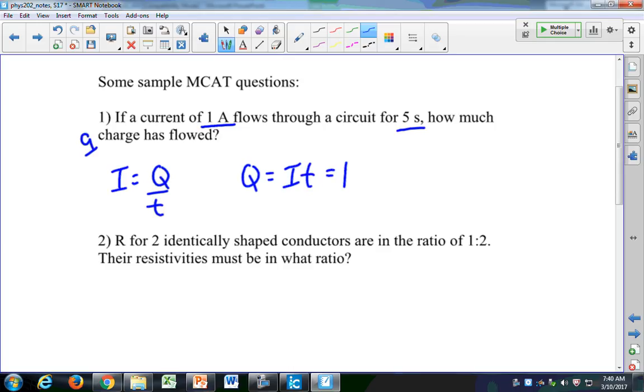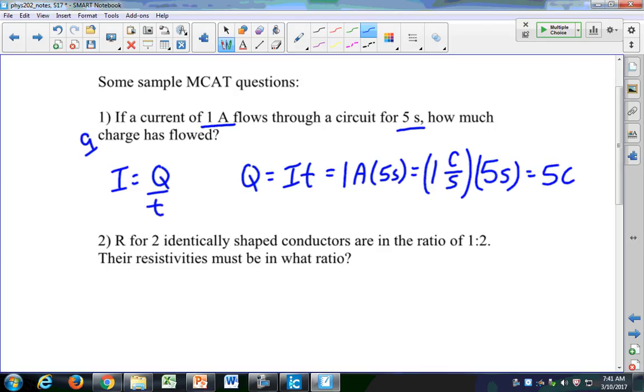That's 1 amp times 5 seconds. Remember, our amp is 1 coulomb per second. When I have an amp of current, that means that every second I have a coulomb of charge moving through that circuit. So it's a coulomb per second times 5 seconds. So I get 5 coulombs. Notice the seconds cancel. Also notice that your time has to be in SI units, that if it's in minutes or hours or whatever, you have to convert that. I think that comes up in your homework.